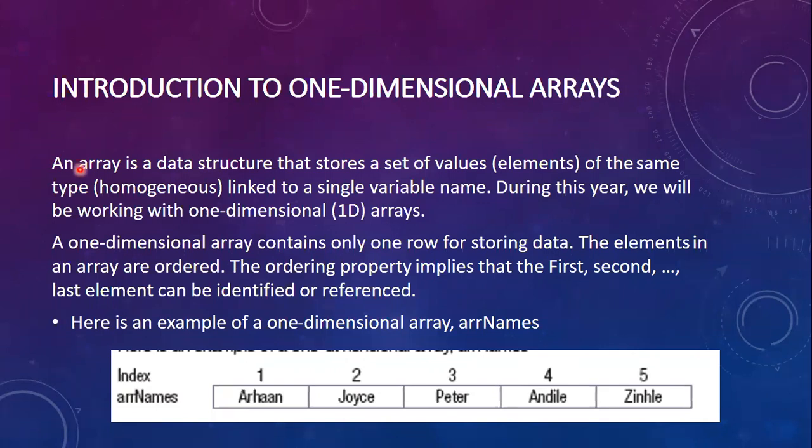So an array is a data structure that stores a set of values of the same type, homogeneous, linked to a single variable name. During this year, we will be working with one-dimensional 1D arrays. When you get to grade 12, it's very exciting. We do 2D arrays. So you say, what is a 2D array?